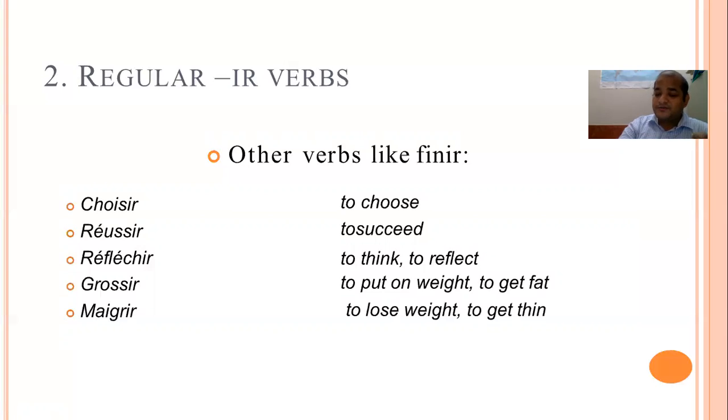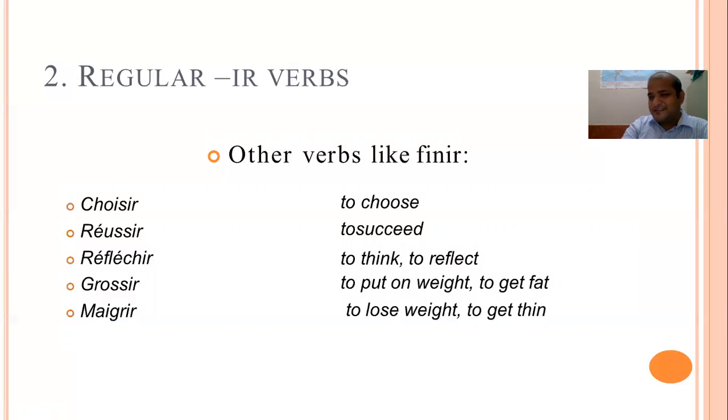Réfléchir, which is to think or to reflect. Grossir is to put on weight or to get fat. Maigrir, to lose weight or to get thin. So I hope you will conjugate these IR ending verbs. And if you have any confusion, any query, you can put it in the comment section. So choisir, réussir, réfléchir, grossir, and maigrir.